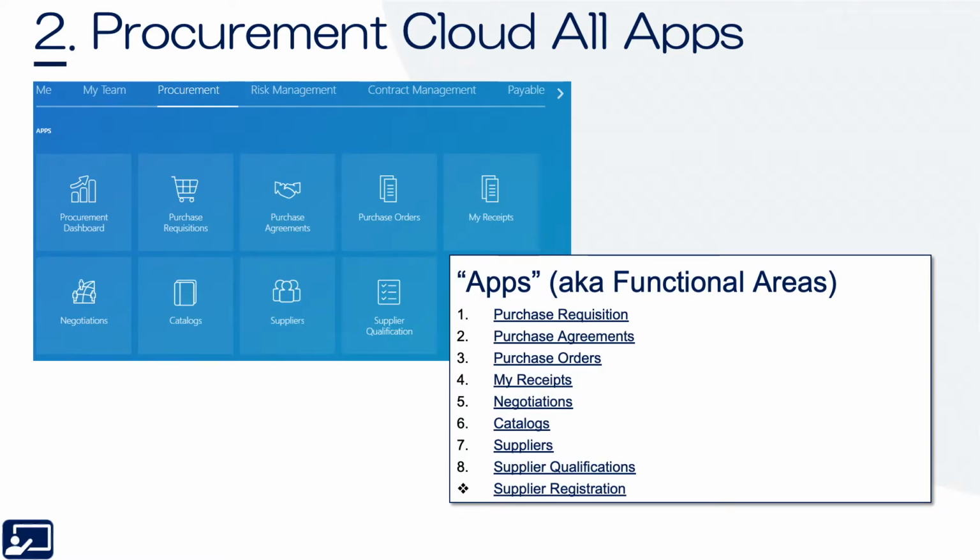Second topic, Procurement Cloud all apps with an honorable mention. So you can see the homepage or the functional area for procurement. You can see all the apps there. And if you marry them up to the apps in this box, you notice there's one extra one. So let's walk through. We have purchase requisitions, purchase agreements, purchase orders, my receipts, negotiations, sometimes also called sourcing, contracts, suppliers, supplier qualifications, and then one extra one that you don't see called supplier registration. That's simply because it doesn't have an icon per se like this, because it's not accessed through the application. It's a publicly facing page.